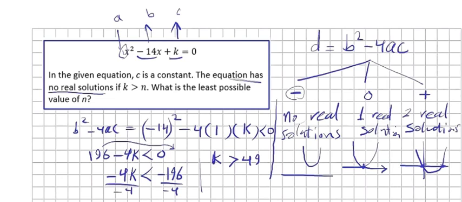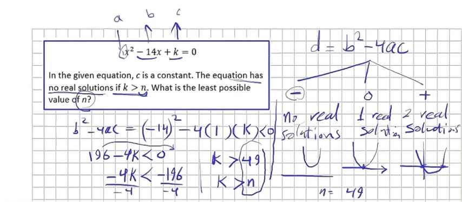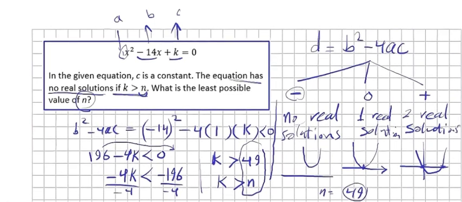The question says k is greater than n. So if you compare this inequality with yours, k is greater than n. Now n is equal to 49, because the question says find the value of n, and now the answer is n is equal to 49. Or you can say that this is your answer to the question.